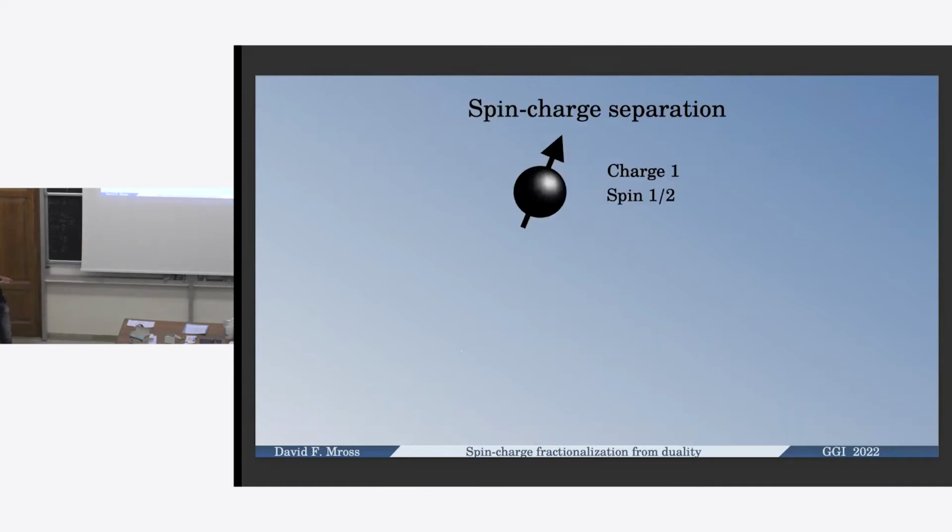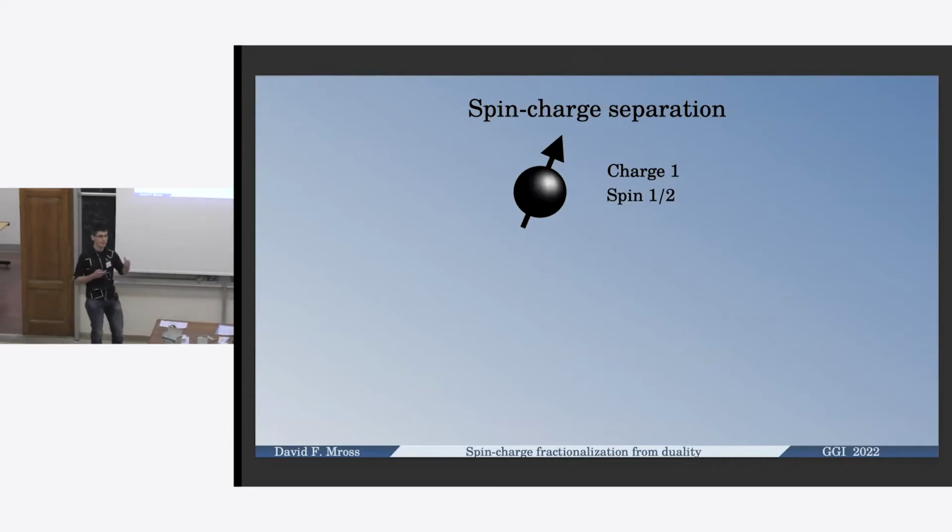So I'm thinking about systems where I have particles which have half integer spin, like spin 1/2 and charge 1. So you can think about electrons, but also about bosons with some internal degree of freedom. And in fact, I'll be talking quite a lot about bosons and then later on turning to fermions. This is my basic ingredient.